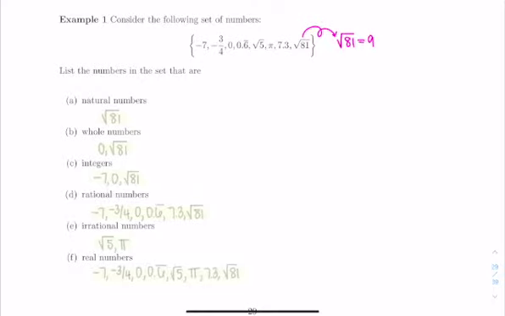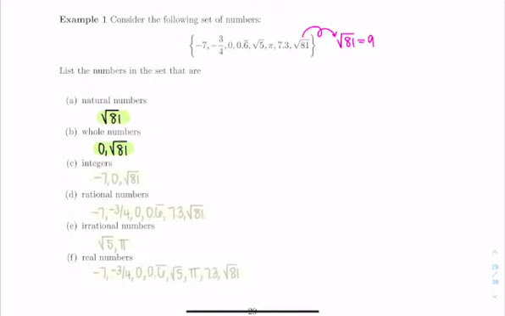So let's start with the natural numbers. These are the counting numbers starting with 1. So the only number that falls into this category is the square root of 81. What about the whole numbers? Now, the only difference between the natural numbers and the whole numbers is that 0 is included in the whole numbers. So this means that from our set, we have the 0 and the square root of 81 that are both whole numbers.